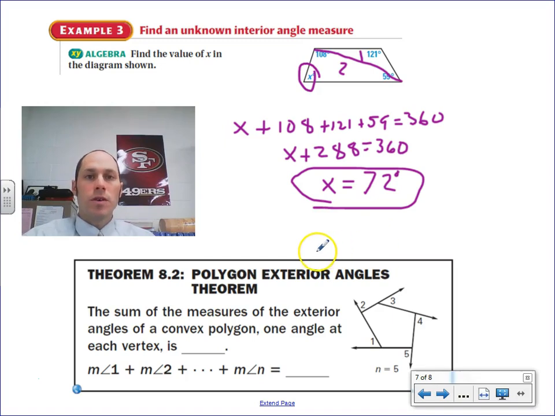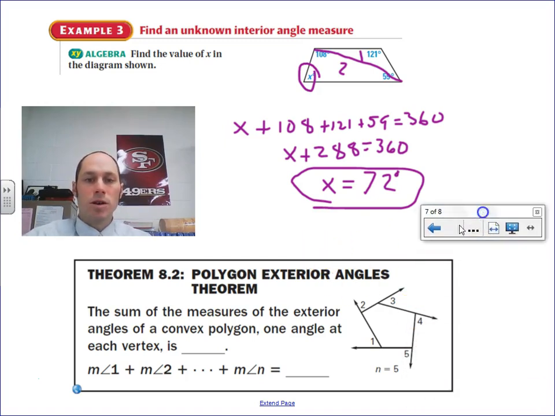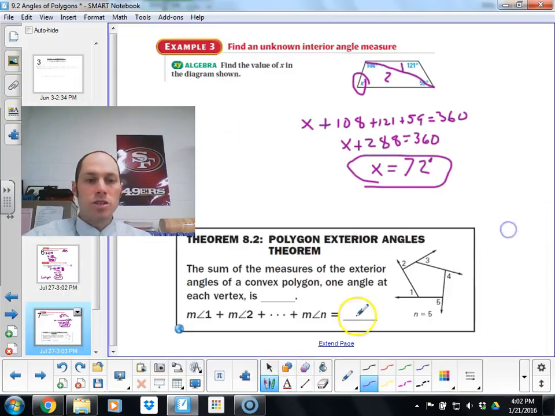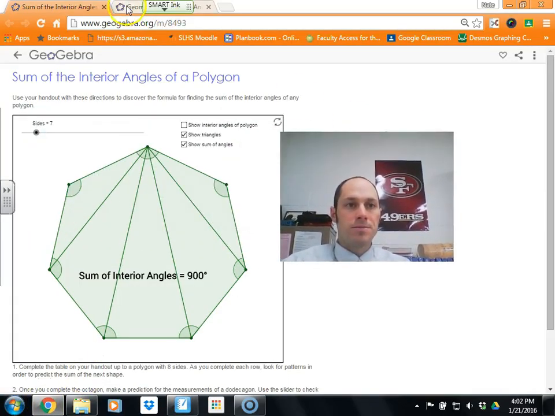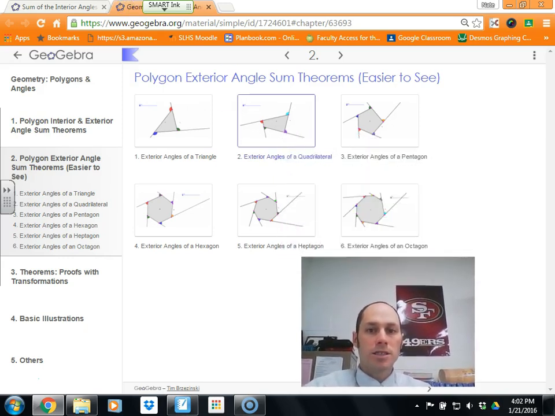Okay, so that's for finding the interior angles. Next, let's explore how to find the exterior angles. That would be these angles if I were to extend the lines of each side. I'm going to figure out those angles. Those are all exterior angles. So let's go back into GeoGebra and take a look at that one. So the polygon exterior angles.